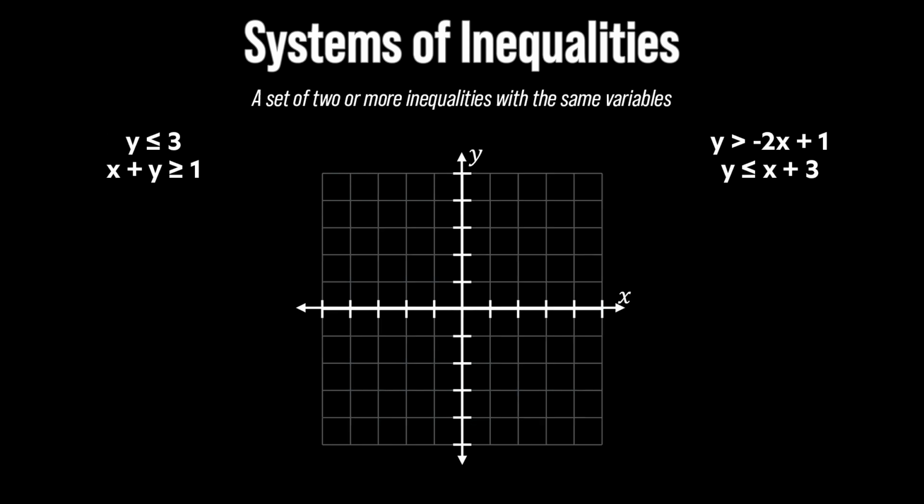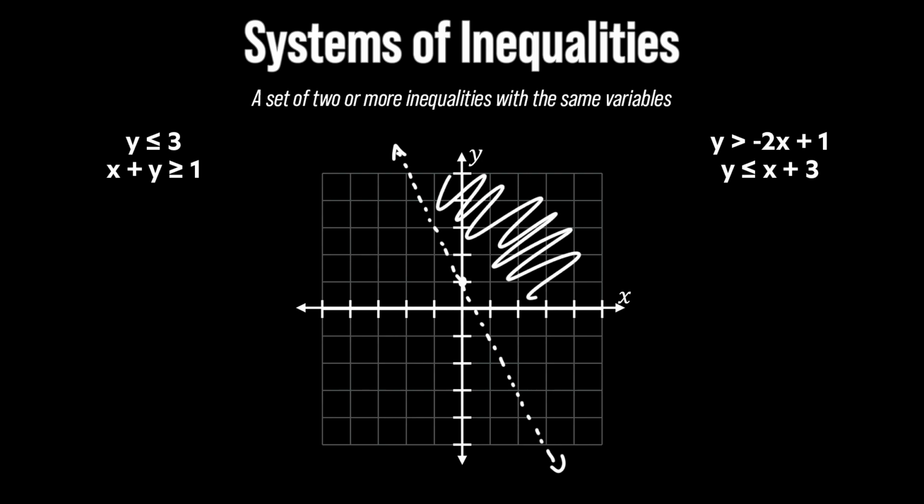Let's try the next one here. We have y is greater than negative 2x plus 1. The y-intercept is here, and the graph has a slope of negative 2. The inequality is a greater than sign, so it does not include the line itself. So it's going to be dotted. It's going to look something like this, and the value of y is going to be greater than this linear inequality, so the region is going to be around here.